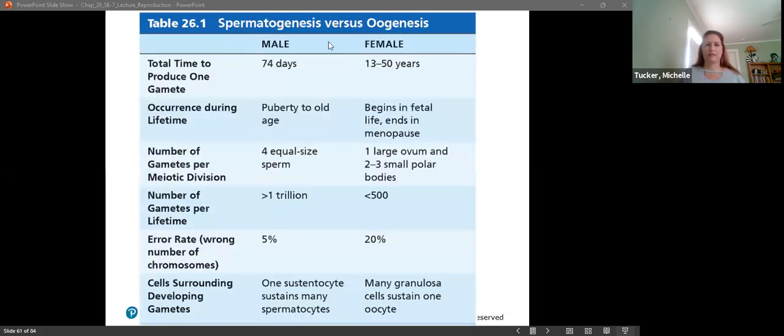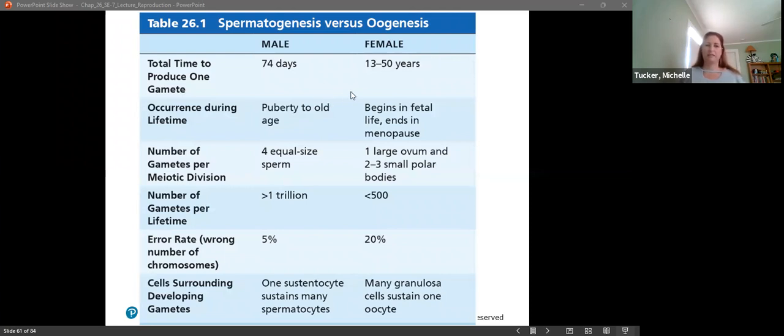So this is a slide. I think it's pretty interesting. It's spermatogenesis versus oogenesis. The total time to produce one gamete, a mature sperm, is about 74 days in males. So remember, there's quite a bit of maturation that needs to occur along the way. But in females, the primary oocyte to become an ovum could be a primary oocyte for 13 years. It could be a primary oocyte for 50 years. So the maturation time is much longer.